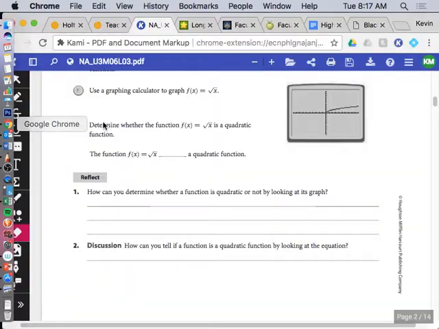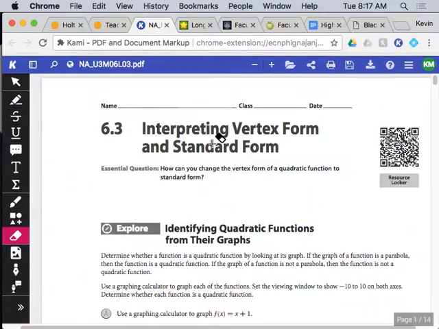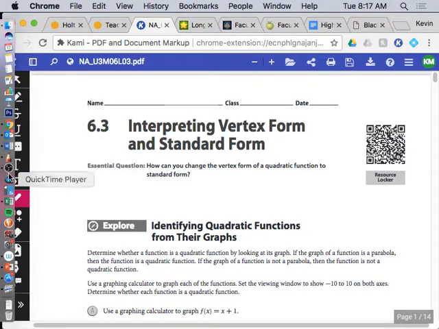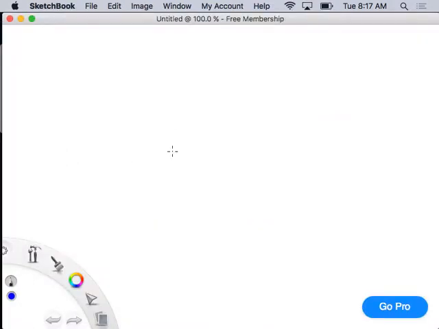All right. So, lesson 6.3, interpreting vertex form and standard form. Now, if we really want to get into it, first we have to understand what vertex form and standard form of a quadratic function are. Okay? So, let's give it a shot here.